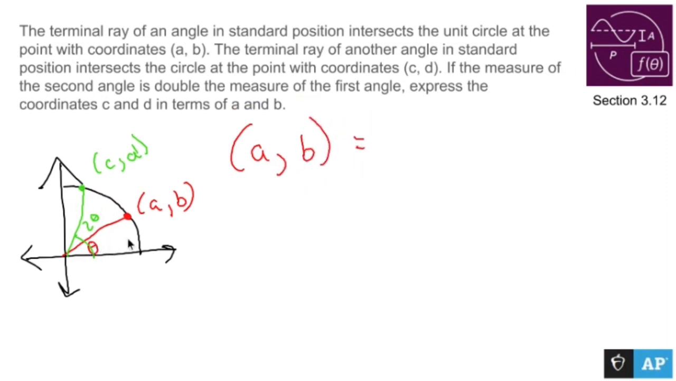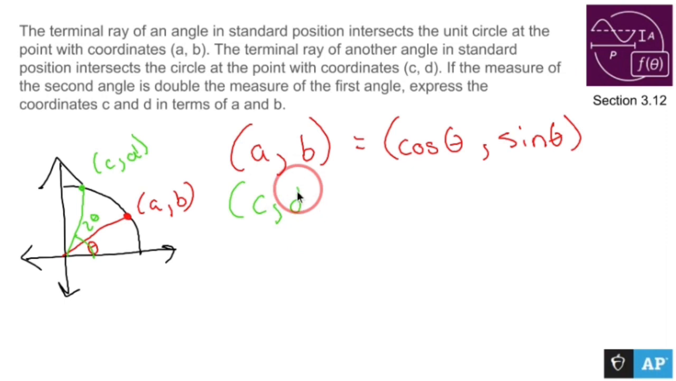If I'm thinking unit circle thoughts, usually that's x, y, and we say that x is cosine and y is sine. Same idea. A is going to be cos theta, and B is going to be sine theta. C, D is going to be the same exact thing, but instead of theta, it's going to be cos 2 theta and sine 2 theta.